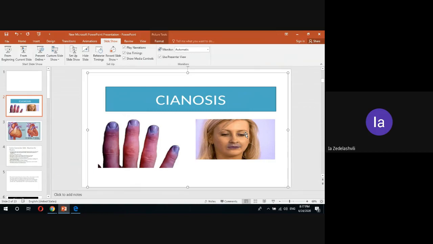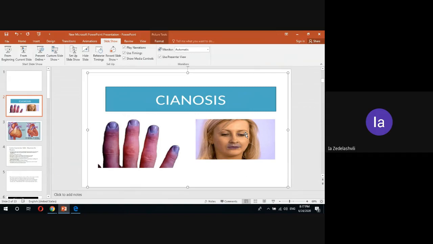Another is pale color. Pale color is not bluish, it's white. So when a person becomes white or pale, you have to think that the patient maybe has internal bleeding. It means that somewhere blood is lost and we do not have enough blood to color the skin of our patient.